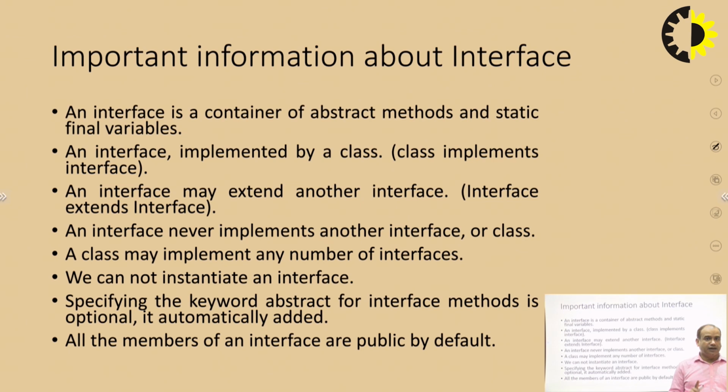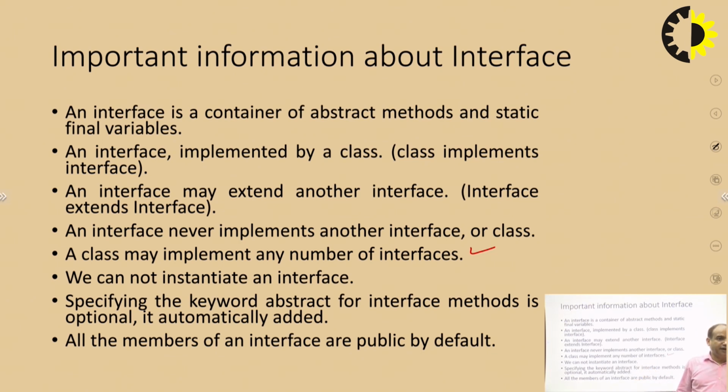In Java, a class can extend only one class at a time. So an interface may extend only one interface. But an interface never implements another interface or class. A class may implement any number of interfaces, n number of interfaces. We cannot instantiate an interface. As we earlier saw, abstract classes can't be instantiated, so an interface can't be instantiated.